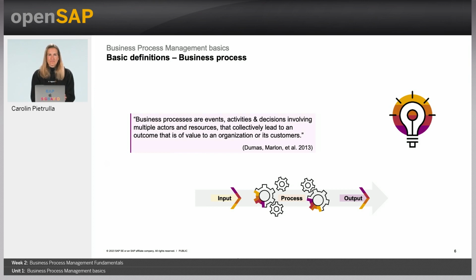Now, what does that mean? A process is usually triggered by one or multiple start events or conditions that cause the process to start. Activities are carried out by defined roles and require certain inputs and lead to predefined outputs. All this leads to a predefined outcome, which needs to be adding value to the organization or the customer.